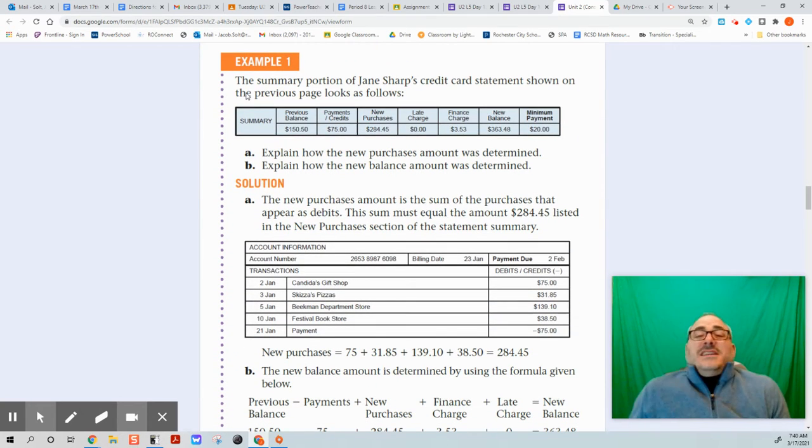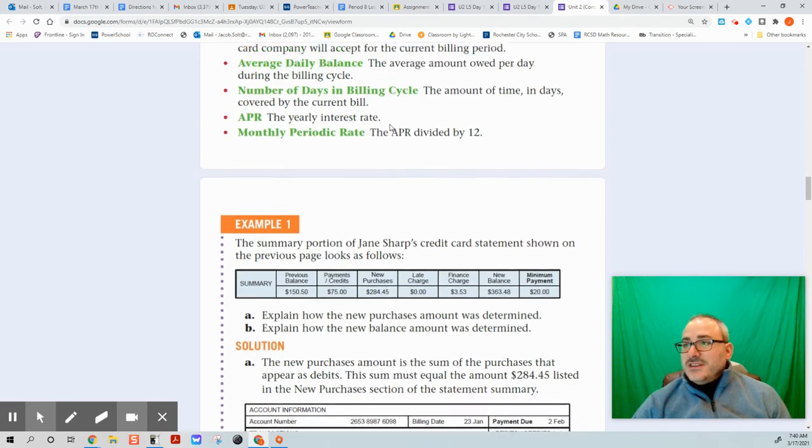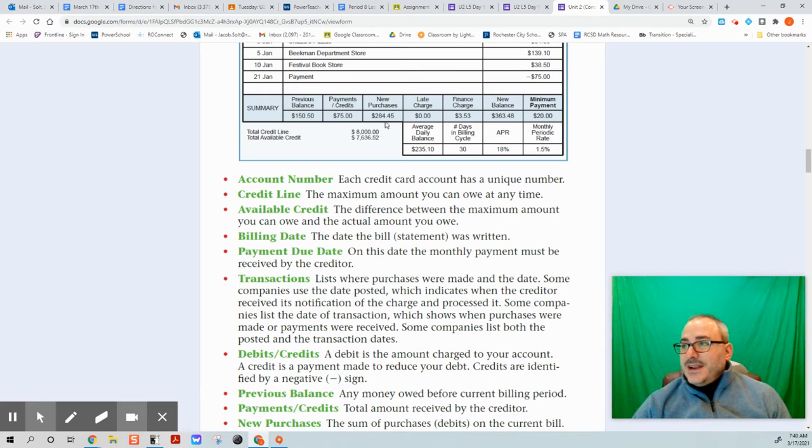Example 1. Whew, I just need to take a breather. Okay. The summary portion of Jane Sharp's credit card statement shown on the previous page looks as follows. So this is the summary portion. Remember this piece right here, the summary portion.